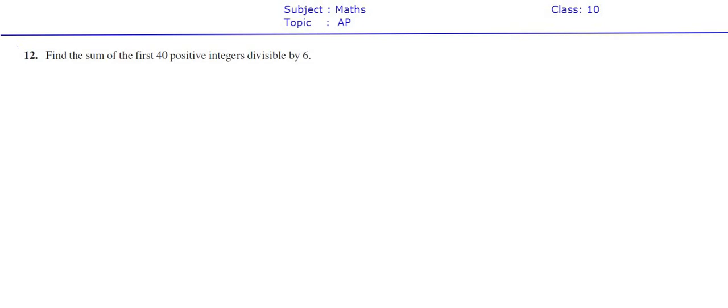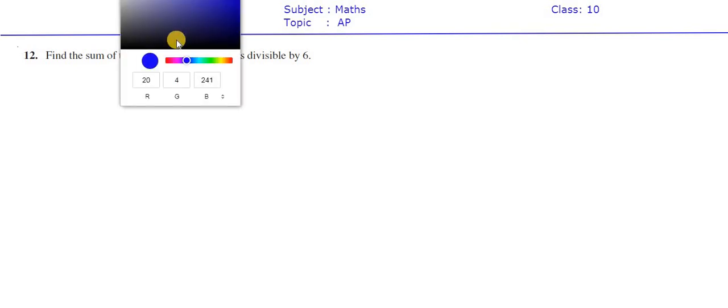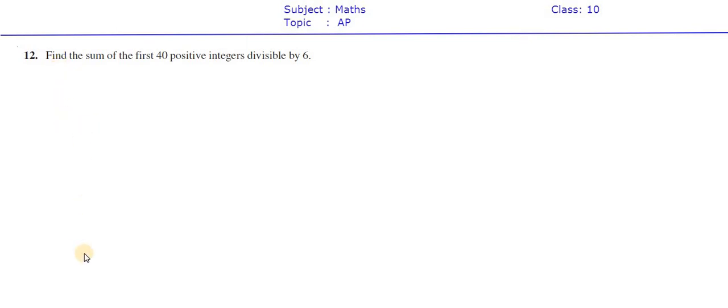So the question is: find the sum of 40 positive integers divisible by 6. Okay, we need to find 40 integers which are divisible by 6. So first we'll write what our AP is. We know that divisible by 6 is given, and the question asks for the first 40 integers.